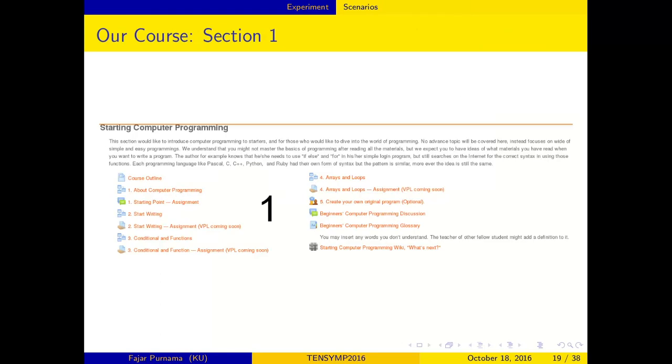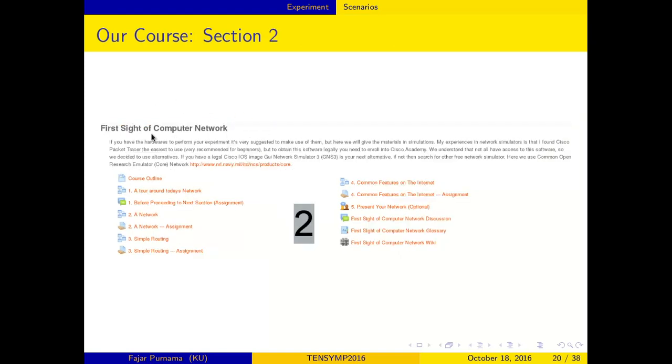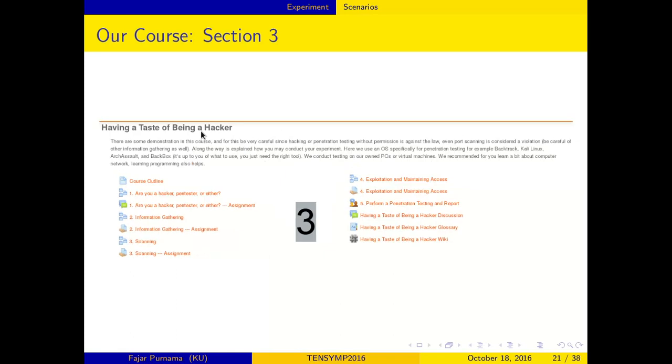And we did the experiment on our own created course, which has three sections. The first section is computer programming, the second section is computer network, and the third section is penetration testing. Each of these sections has course material, a discussion forum, assignments, and at least the four activities that were introduced in the introduction section.